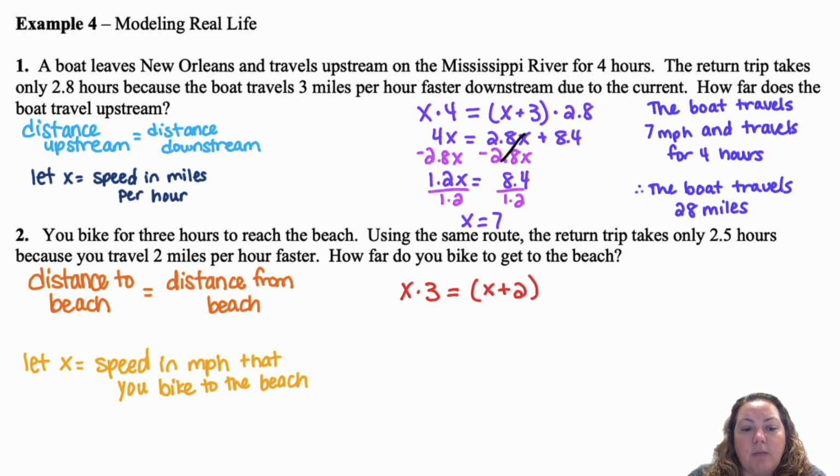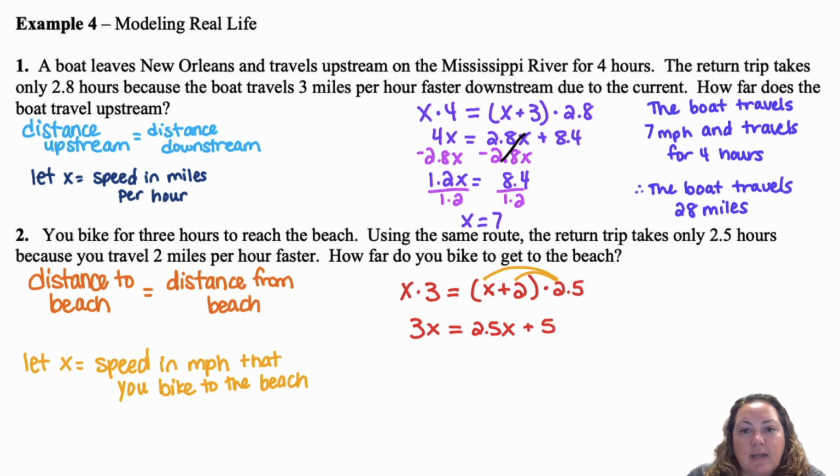The speed, I'm going 2 miles per hour faster on the way back home. So x plus 2, and that only takes 2.5 hours, so times 2.5. I'm going to distribute that 2.5. x times 3 is 3x. x times 2.5 is 2.5x. 2 times 2.5 is 5.